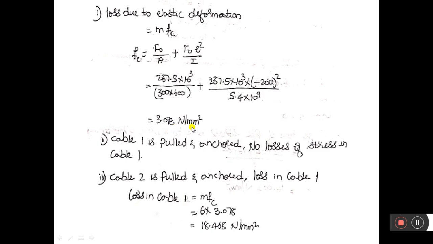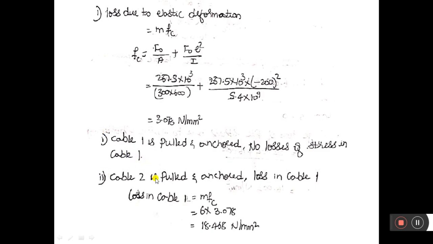So here we will get only one Fc because the cables are straight cables and it is having a constant eccentricity of 200 mm. And now the condition is the cables are pulled one by one. The cables are pulled successively. So first let us consider the first cable. When cable 1 is pulled and anchored, no loss of stress in cable 1. So the losses in cable 1 is 0.